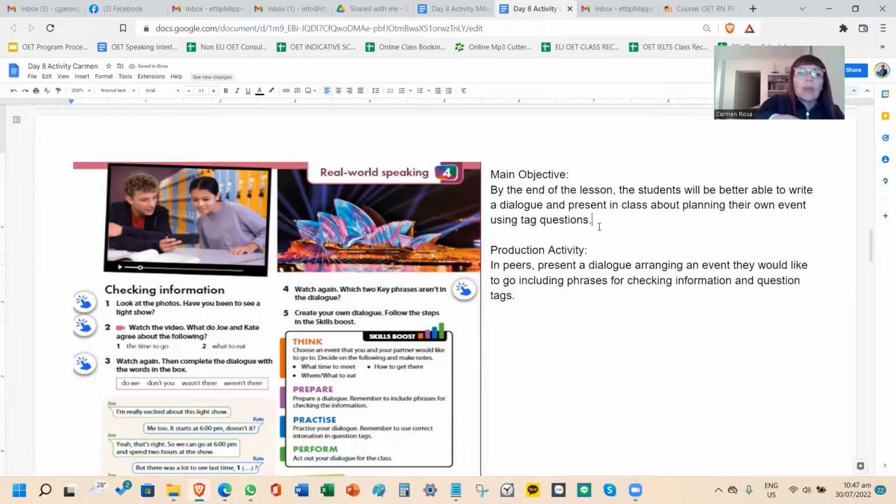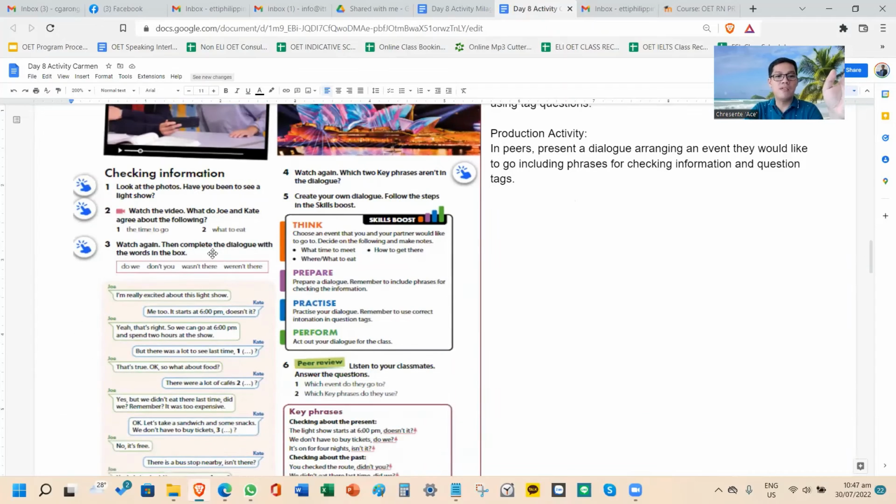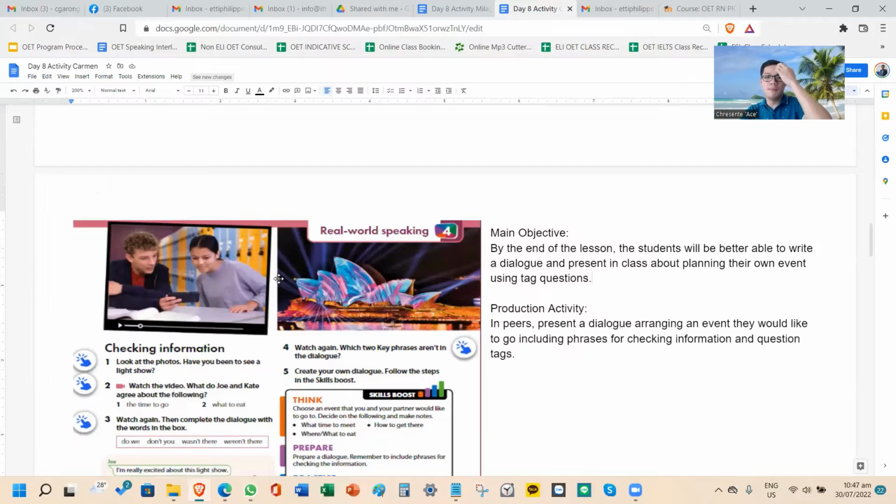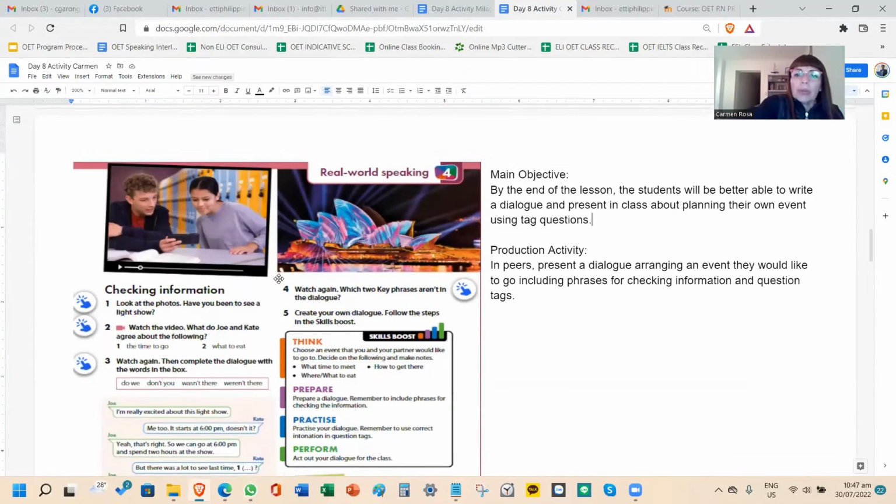But this is for real world speaking, it says. Yes, the whole page is about speaking. But you say here will be better able to write a dialogue. Yes, even though it's speaking, students cannot just automatically speak. It has to begin with writing before presenting. So writing the dialogue and presenting the dialogue is like having a role play, but with a guide. Because students cannot automatically, spontaneously deliver a dialogue, right?